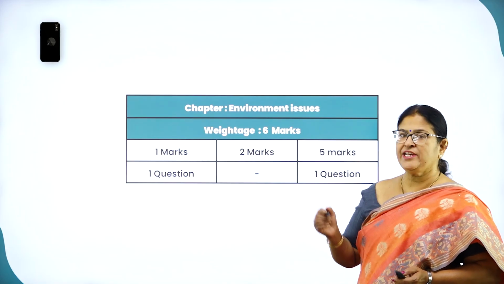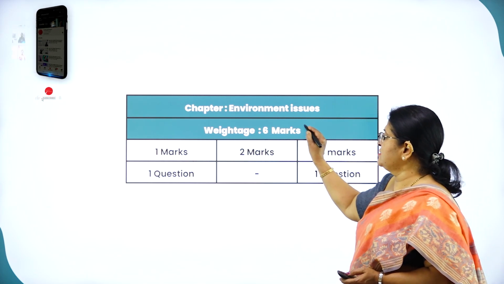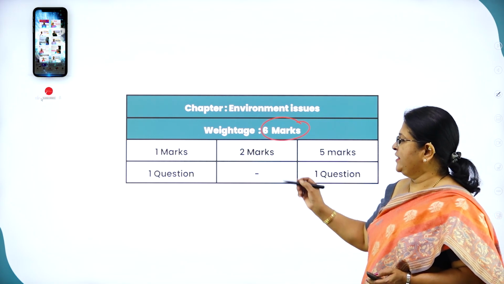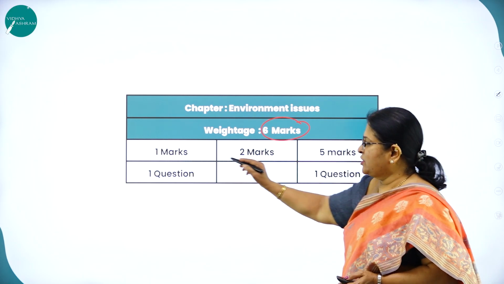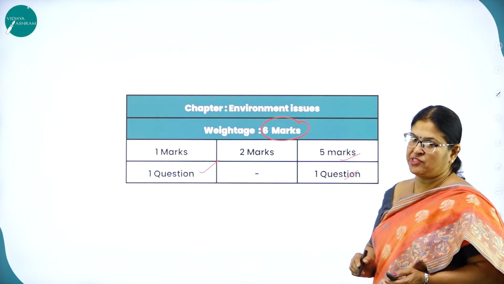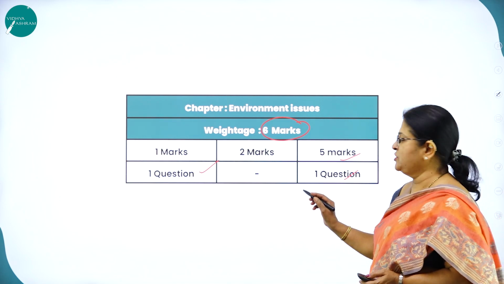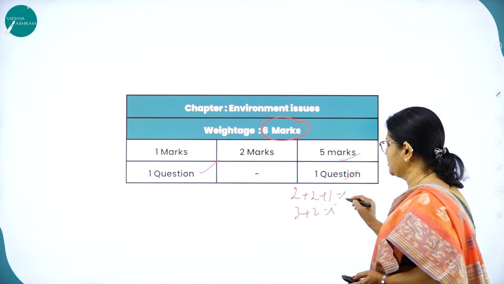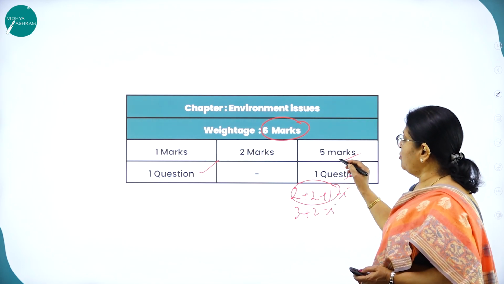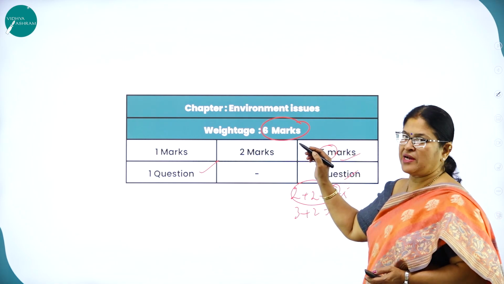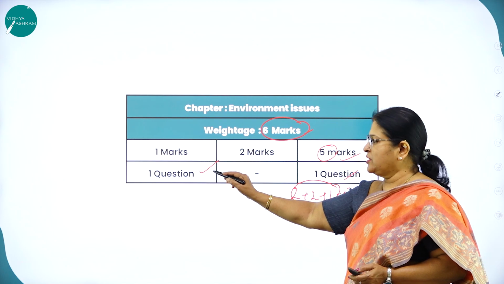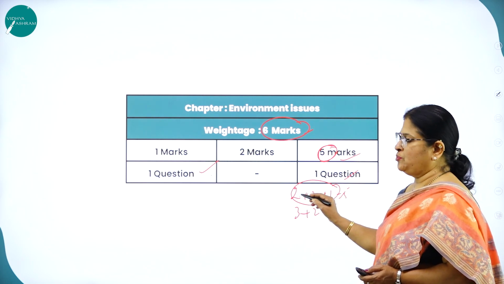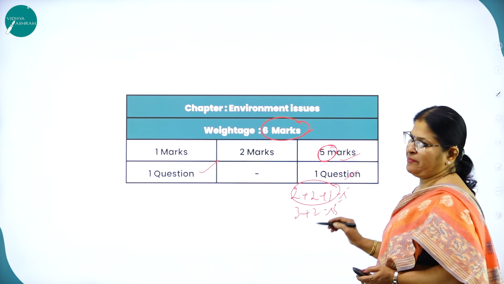As you all know, the weightage of marks for this particular chapter is 6 marks. What is the total weightage of marks for this chapter called Environmental Issues? It is 6 marks, that is 1 marker question 1 and 5 marker question 1. But again, as I keep telling you all, in a 5 marker question it might be 2 plus 2 plus 1 or 3 plus 2, that is equal to 5 marks. So even split questions might be asked, or it might be asked for the full 5 marks, right?